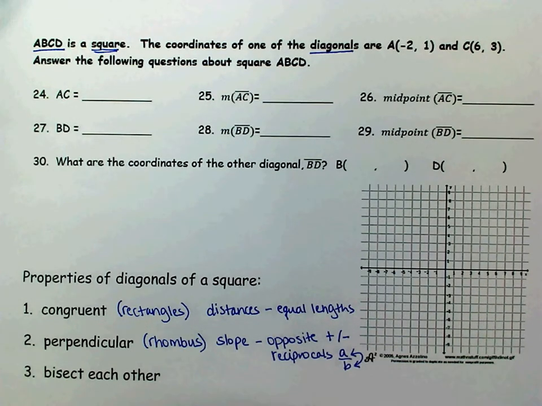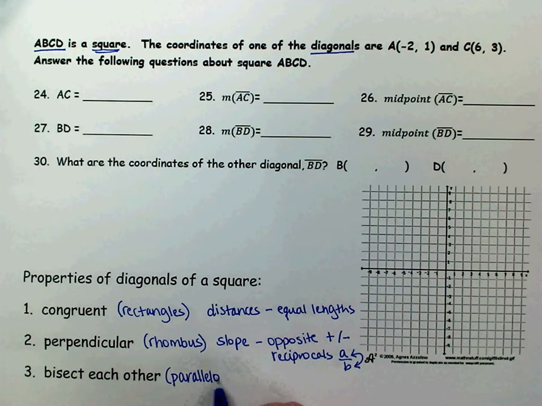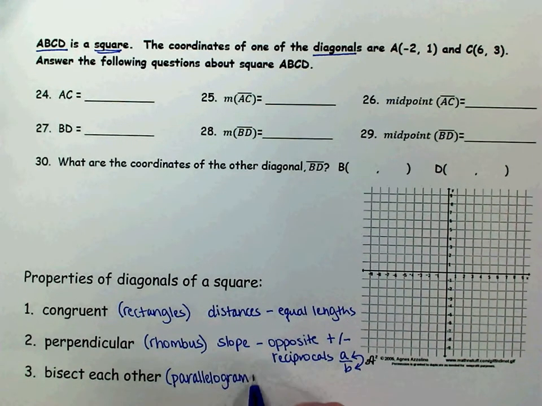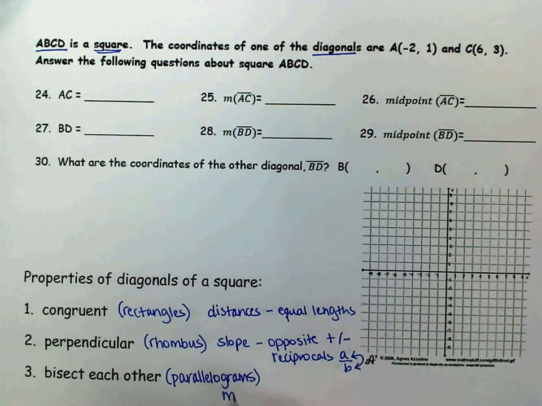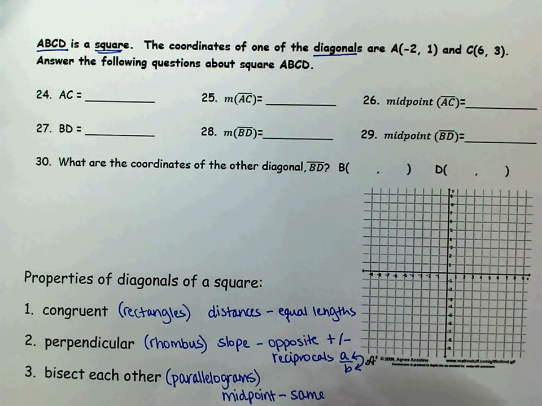The diagonals of squares also bisect each other, and that's simply because they are parallelograms. And that's one of the 5 properties of parallelograms, that they bisect each other. To use that property, we're going to be finding midpoint. For 2 segments to bisect each other, they must have the same midpoint.